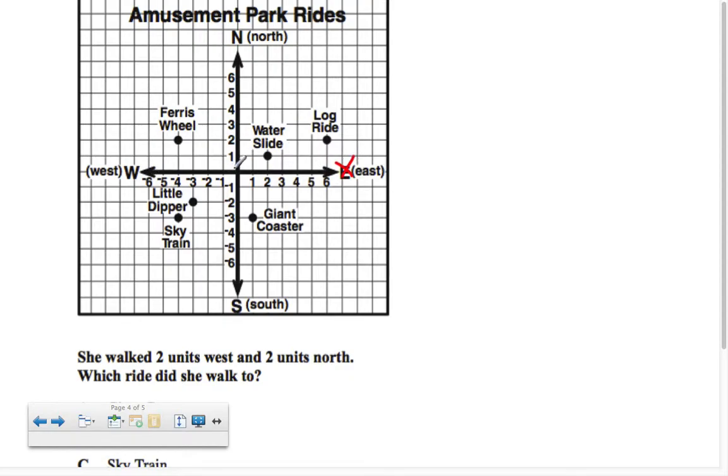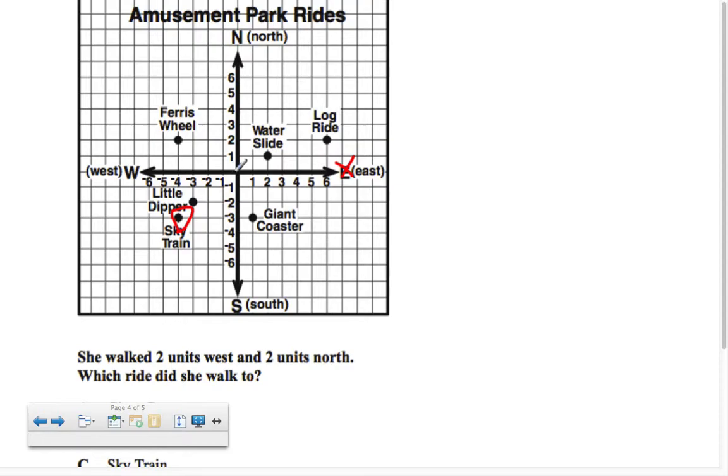If you go one direction, you're positive. If you go the other, you're negative. Then after that, you want to go up or down. If you go up, you're positive. If you go down, you're negative. And just like before, x-axis is first. So the Sky Train, for example, that's -4, -3. The Little Dipper is -3, -2.